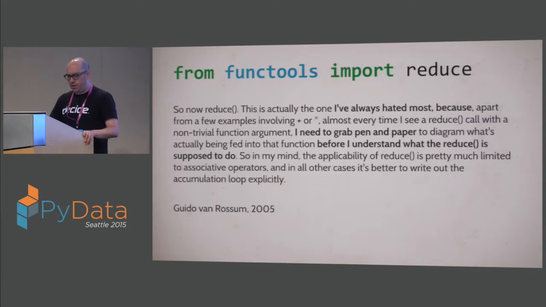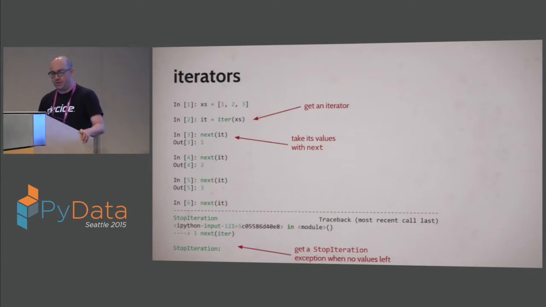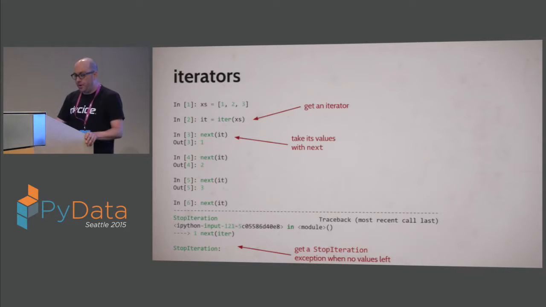There's also reduce, which is basically a way of folding a list of numbers into a single number. It got stuck in functools because Guido does not like it, because every time he sees it, he has to grab pen and paper to diagram what's happening and figure out what it's supposed to do. This criticism is also going to apply to almost everything we're going to do today, so don't tell him about this either. Within Python, if we want to get functional, we end up talking about iterators.